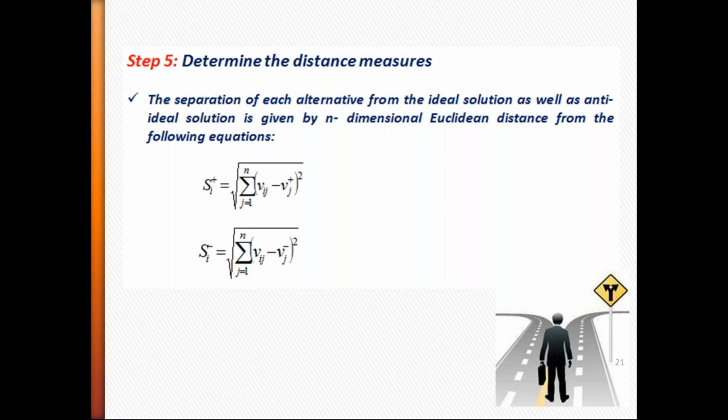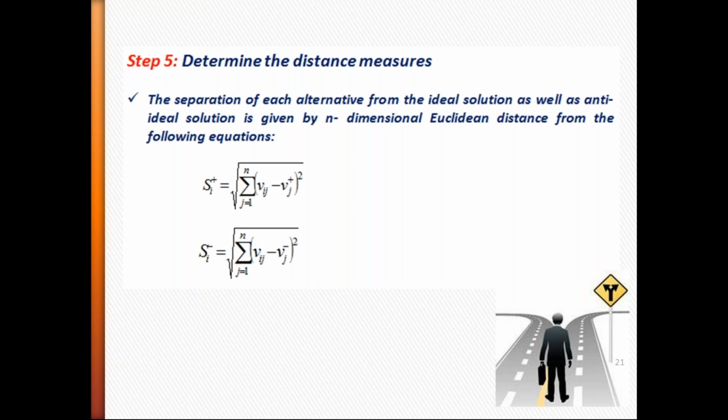Okay, so let us consider a particular alternative as nothing but a point in n-dimensional space, with coordinate values being nothing but the weighted normalized values of different criteria. What are the criteria? C1, C2, C3 up to Cn.